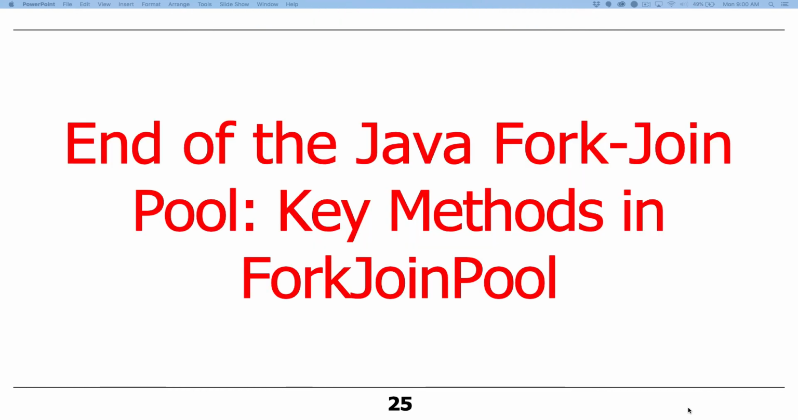OK, so that's a quick overview of the key methods in the ForkJoinPool. In practice, people often use invoke if you want to start something off and wait for it to finish. If you want to start something off and not wait for it to finish, you can use submit. Execute's not quite as common to use.